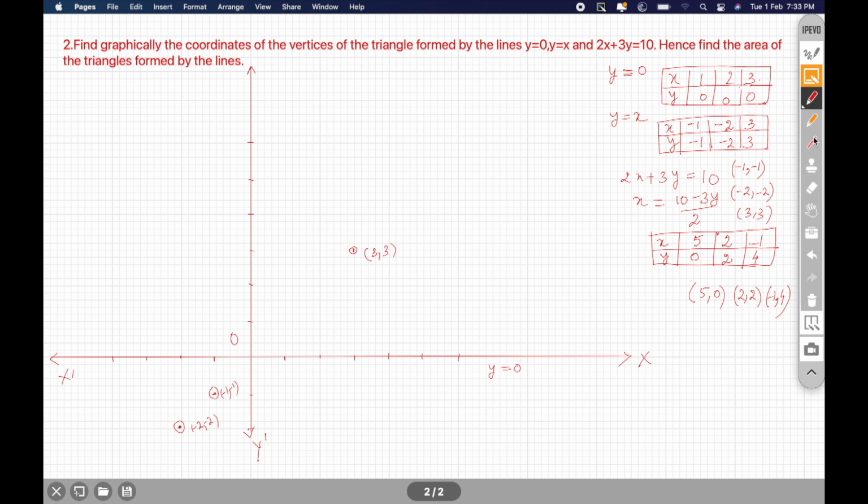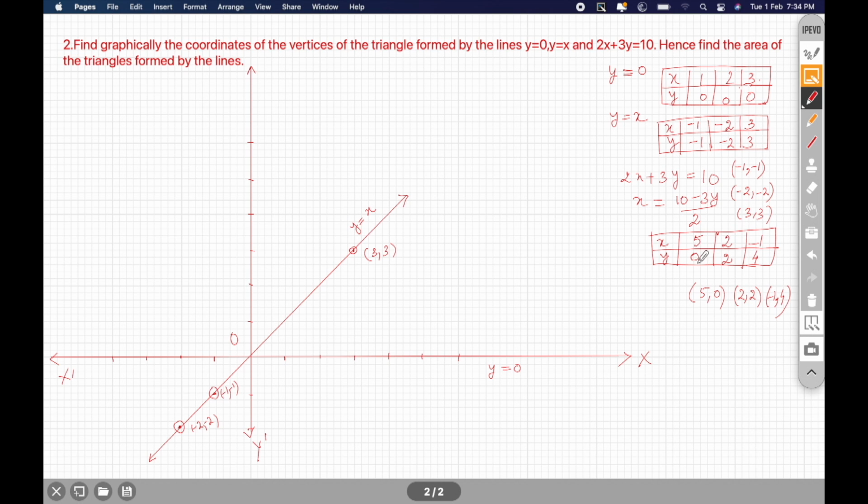Now let us join the 3 points using a ruler. When you join the 3 points, you will see that all the 3 points lie on the same straight line. If you find any one point lying outside the line, that means your evaluation has gone wrong while preparing the table. So you have to again check your table to find out the correct coordinates. So this is the graph of y equals to x.